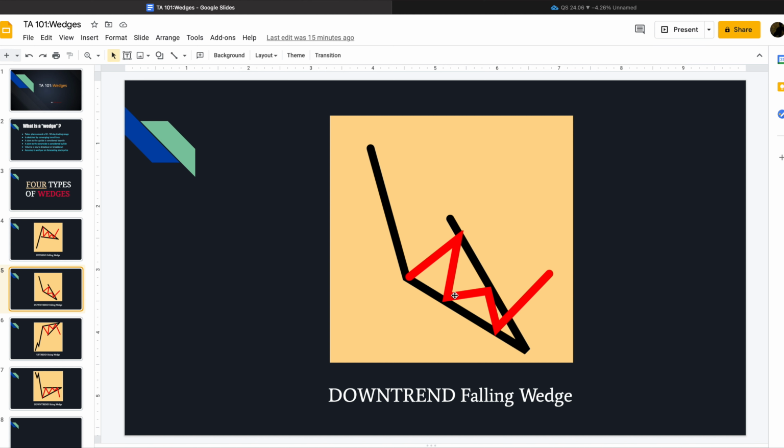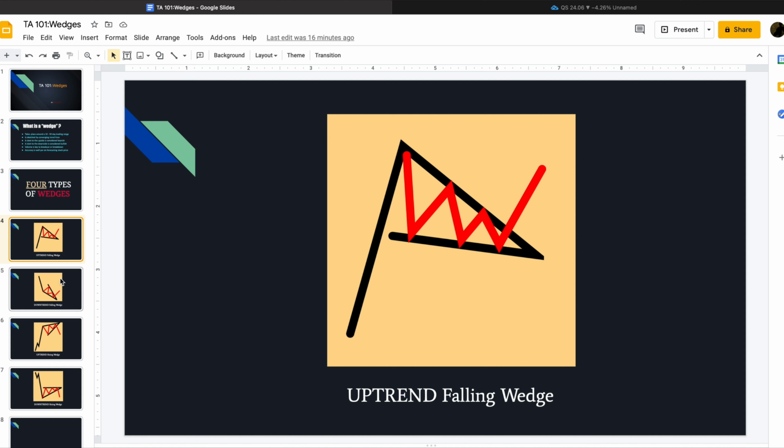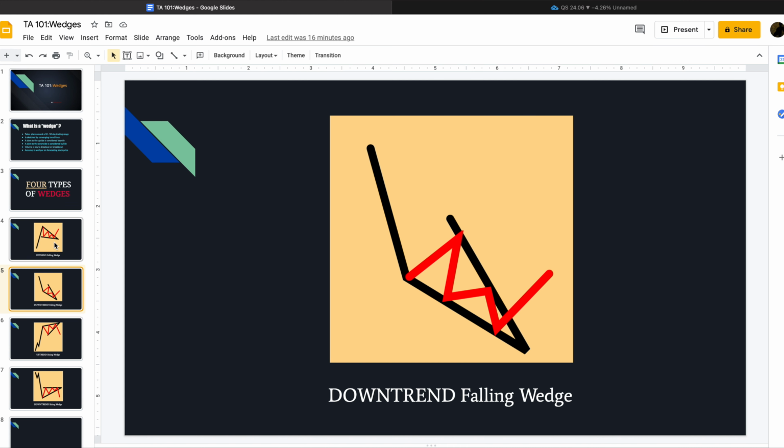Next is going to be a downtrend falling wedge. As you guys can see, we're coming down from the downtrend. We have the cone shape over here. We start to contract and then we go to the upside. So both of these are considered bullish. And as you guys can see, both wedges are pointed downwards.